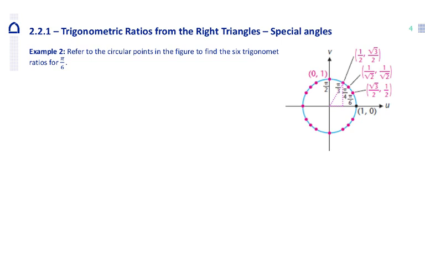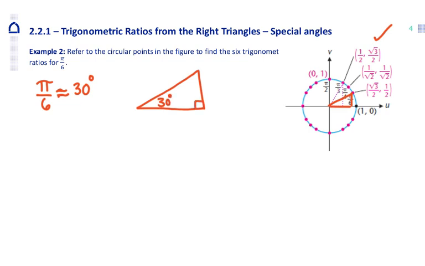So let's look at a question related to this. It says, refer to these circular points that are given to find the 6 trigonometric ratios for pi over 6. And if you're not comfortable with radians, you can always do the conversion and realize that when you multiply by 180 over pi, this is equivalent to a 30-degree angle. So really we're talking about a triangle right there, pi over 6. And you can see if we were to zoom in to this triangle, this is our 30-degree angle, that's pi over 6. Here's your right angle.